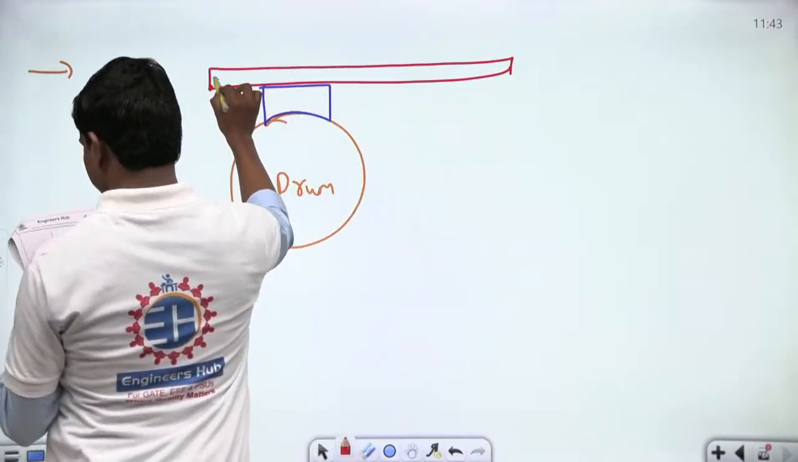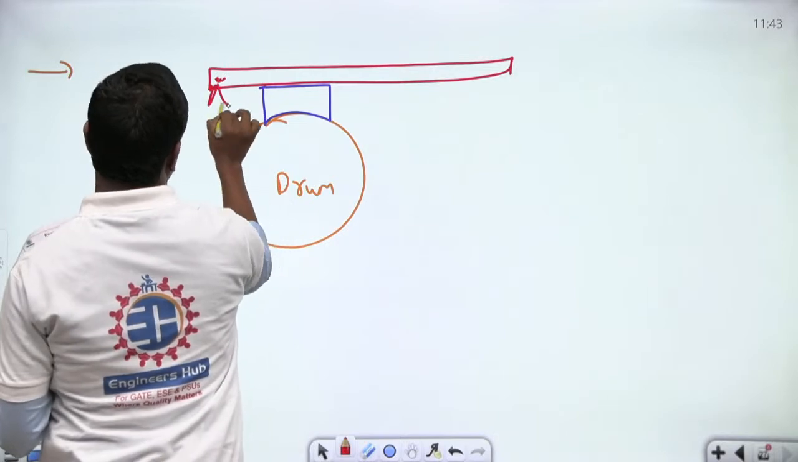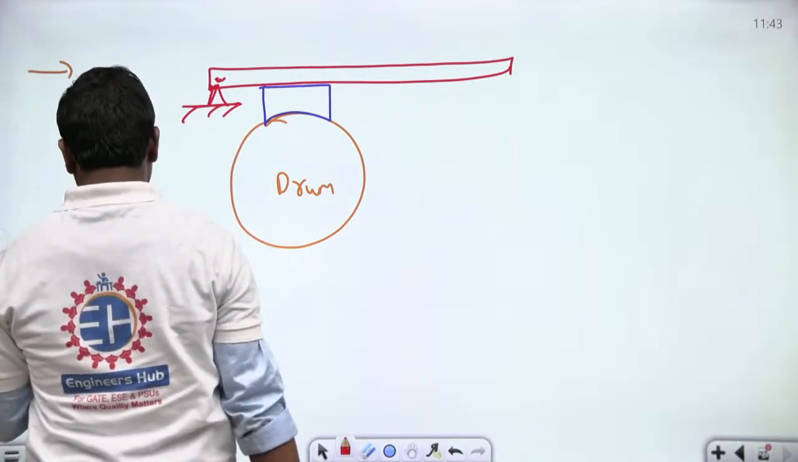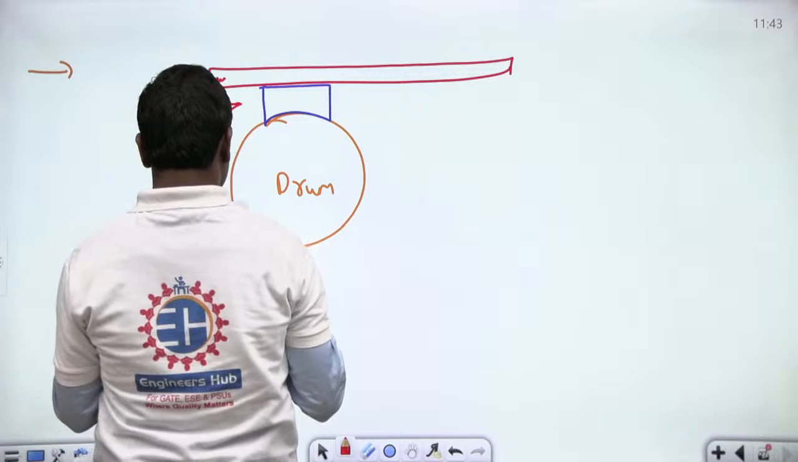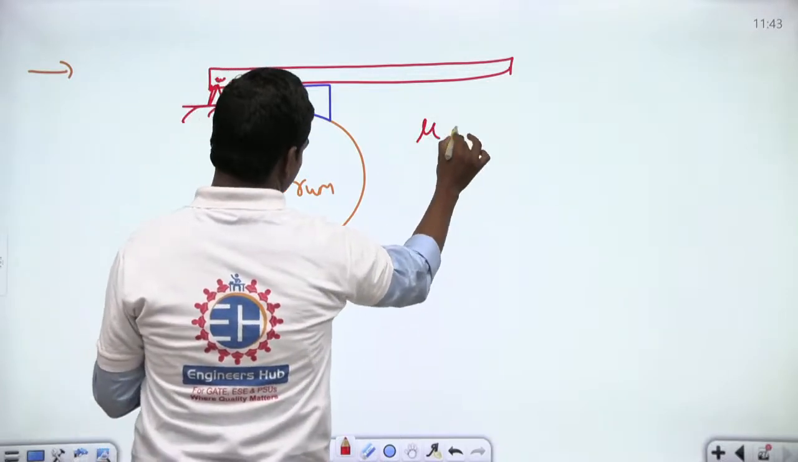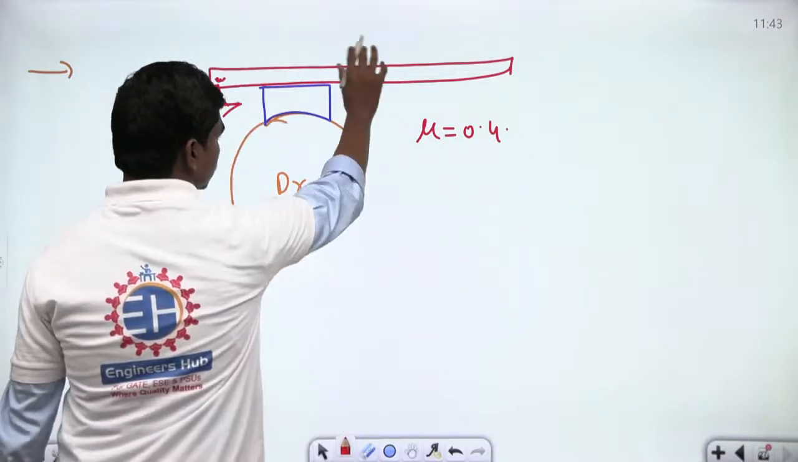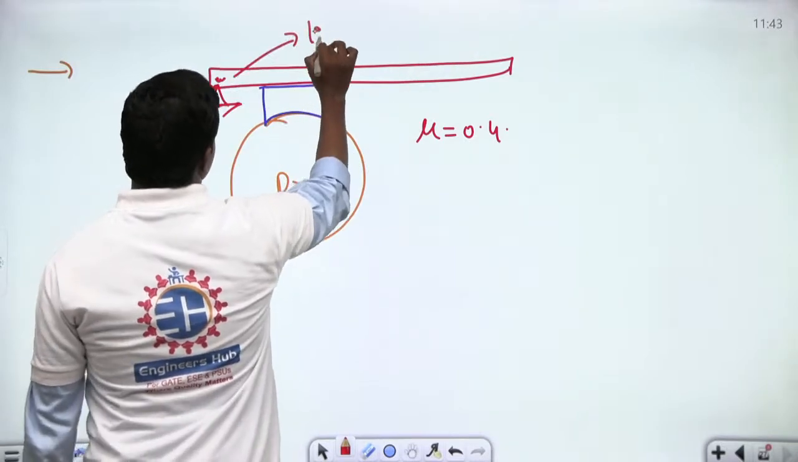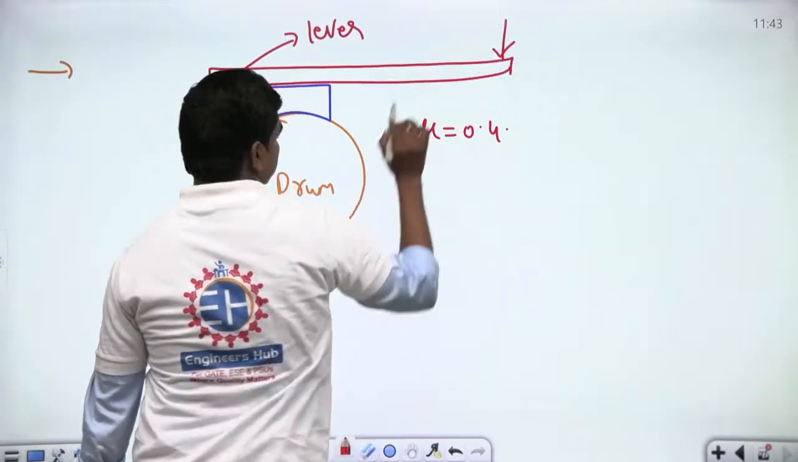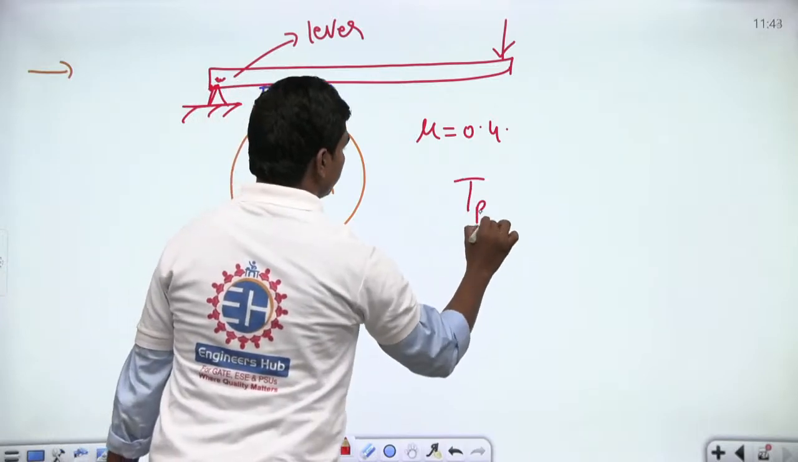Okay, there is a hinge here. Also there is some support here, that's also fine. Next, dimensions are given, and of course drum material, shoe material, and all is given. Mu is 0.4. So if you apply the simple static balance again for this lever, some load is also applied here. So this is the question that I'm talking about. They are asking you for the braking torque.